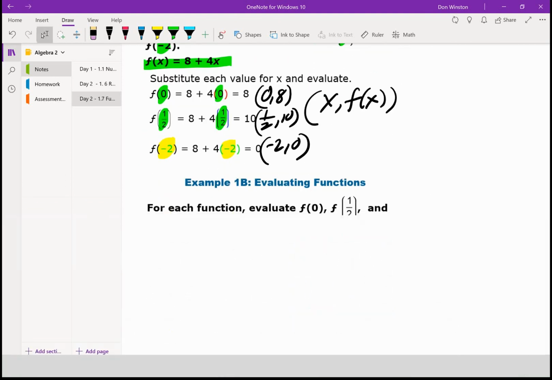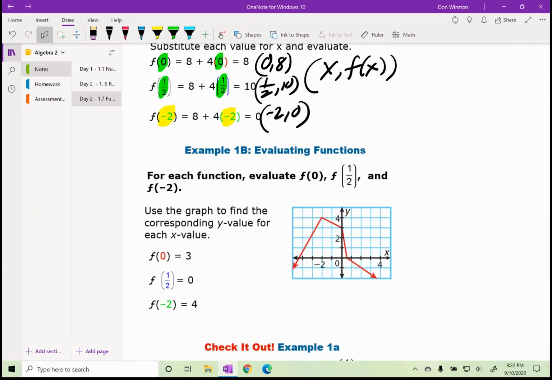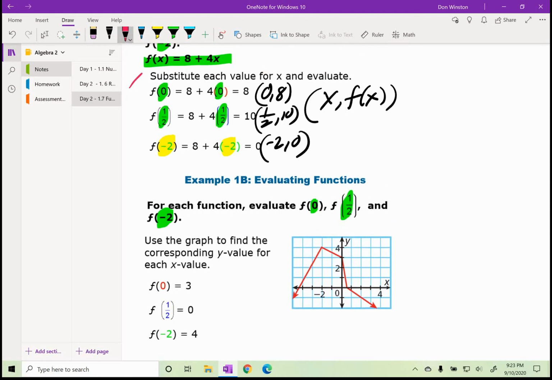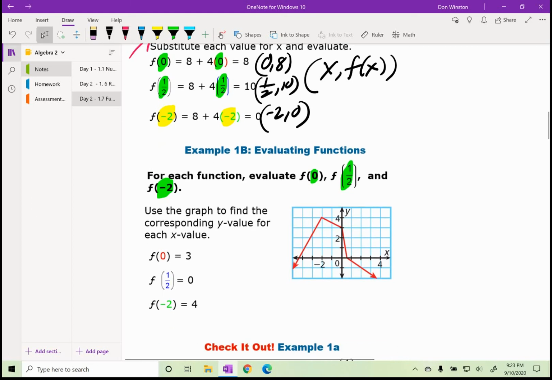And then here, so let's look at this. Evaluate each function for the values when x is equal to 0, when x is equal to 1/2, and x is equal to negative 2. Here we don't have a rule like we had up above. There we had a rule, and the rule was you take x, multiply it by 4, and add 8. The rule, in a sense, has already been defined by us, or given to us by the graph. So all we have to do is take a look at the graph, go to the x value that they give us, and then look at what's the corresponding y value.